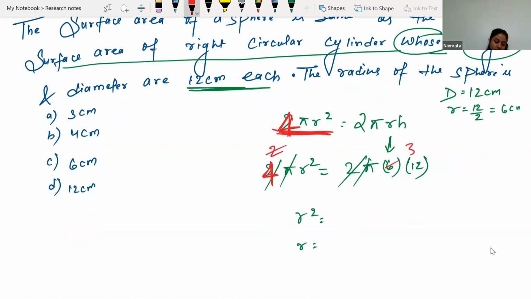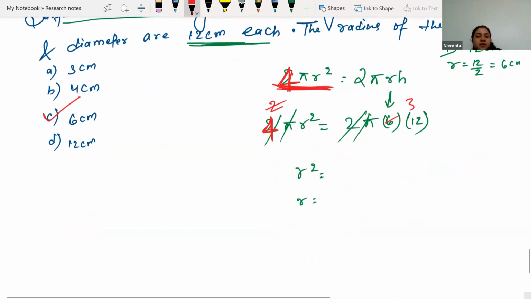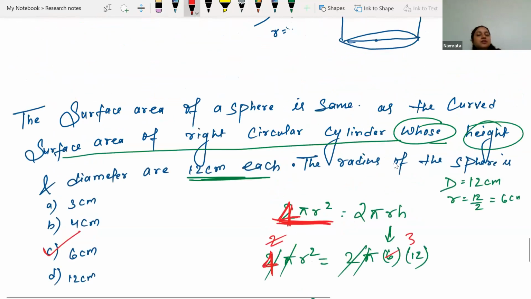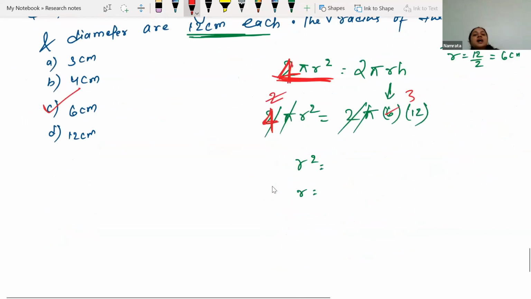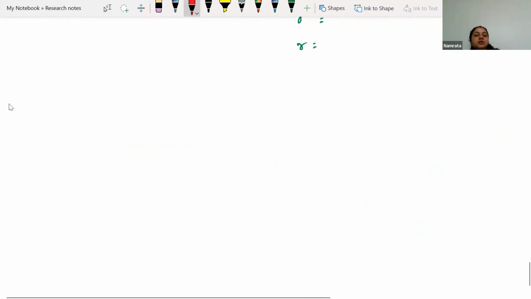It's very basic calculation. 6. Option C. Perfect, it's 6. So this was a very straightforward question. Whatever is written in the question, we have taken that. We just need to be careful that diameter and height are 12, so radius and height, don't take both as 12 because diameter is 12. That's what we need to focus on. Otherwise, it's a straightforward question.